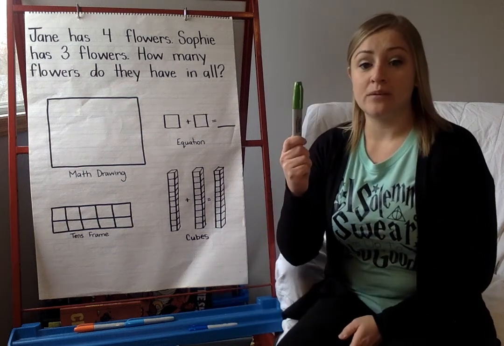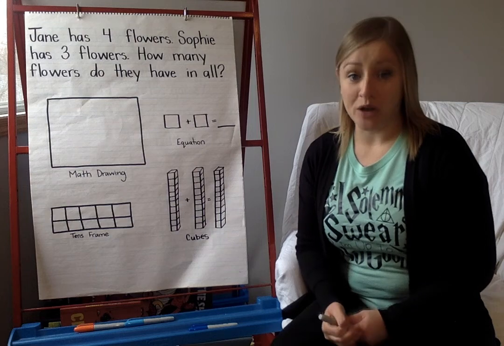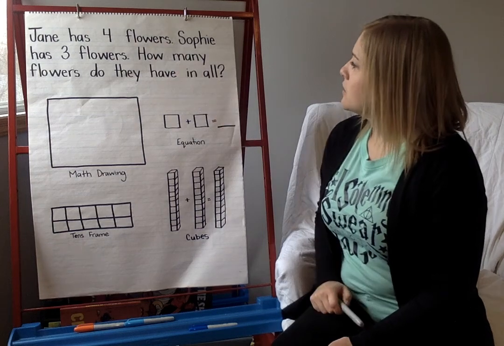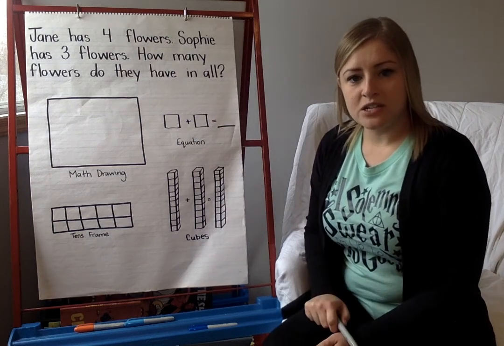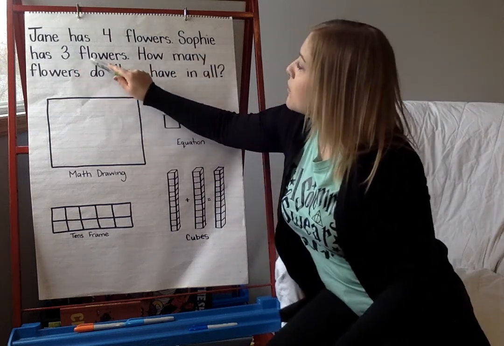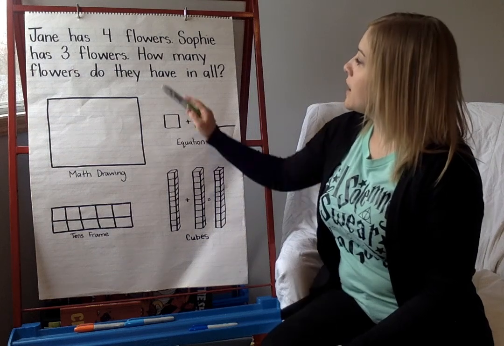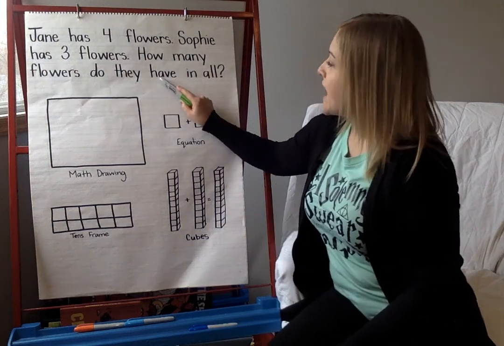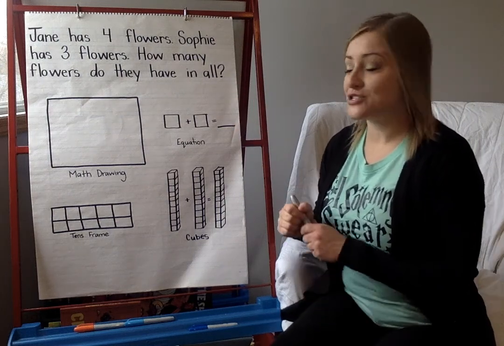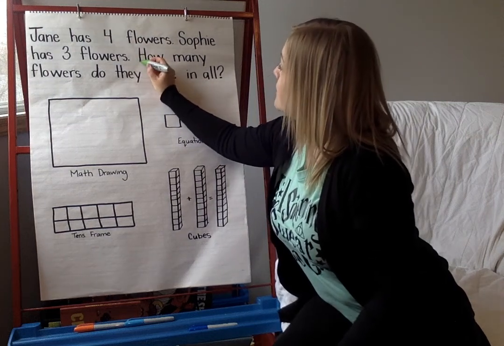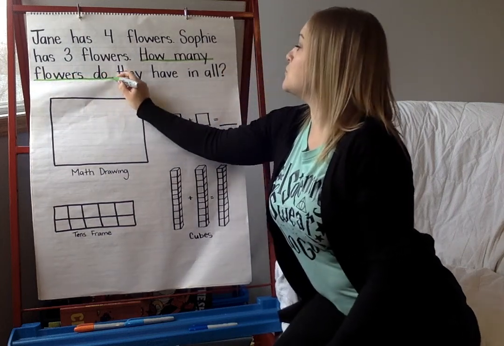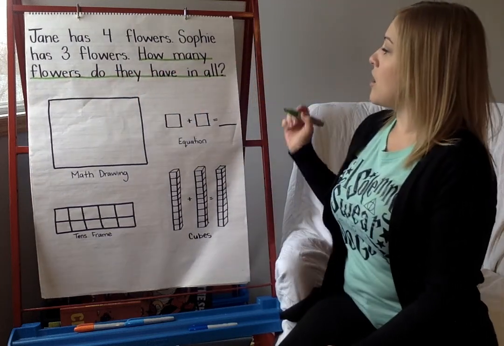I'm going to take a green marker and I'm going to underline our question in green. Jane has 4 flowers, period. Well, if it's a period, it must not be our question because a period ends a statement. So let's keep going. Sophie has 3 flowers, period. Not a question. How many flowers do they have in all? Question mark. A question mark. We found our question. So let's underline that. How many flowers do they have in all?